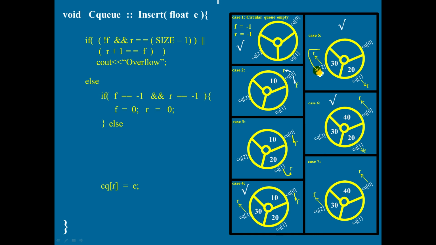If r equal to upper bound, if r equal to upper bound means size minus 1, in order to insert the element, r must be made 0, and the new element E can be inserted to CQ of r. And in all the remaining cases, it is r plus plus. Associated with this else, multiple statements are there, so you need the opening and closing curly bracket. So this is how you define the member function insert for circular queue.